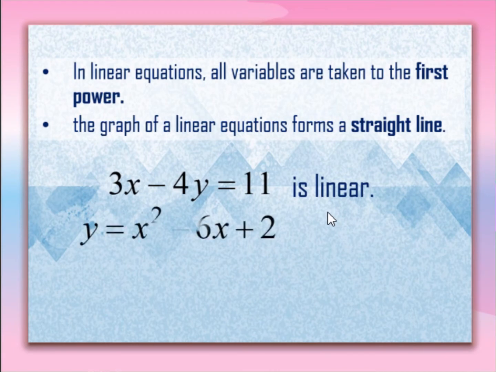Next, we have y is equal to x squared minus 6x plus 2, which is not a linear equation. Why? That is because the exponent of x here is 2, and we said that all variables should be in the first power.